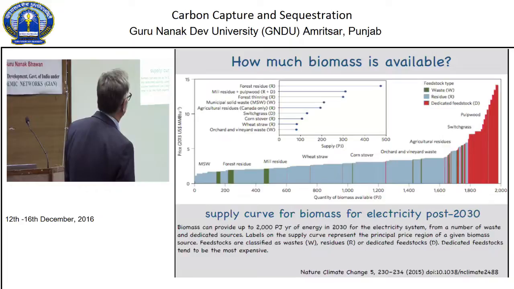There are dedicated feedstocks, and they start to cost money. And so then the cost of carbon capture, or carbon sequestration from the atmosphere, gets a little bit higher.